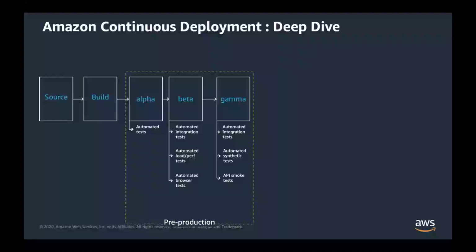Gamma is as production-like as possible, including the same deployment configuration, the same monitoring and alarms, and the same continuous canary testing, and the same feature flags as production. Gamma is also deployed in multiple AWS regions to catch any potential impact from regional differences.